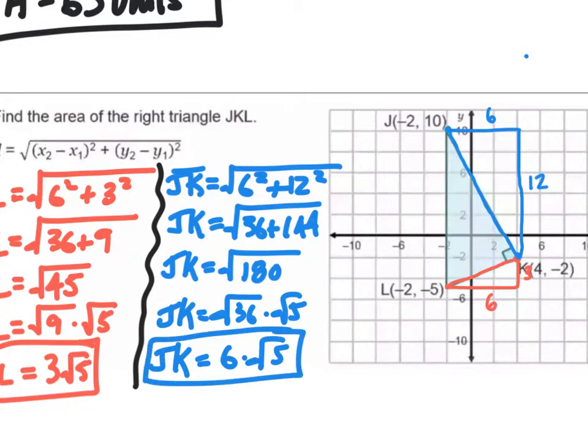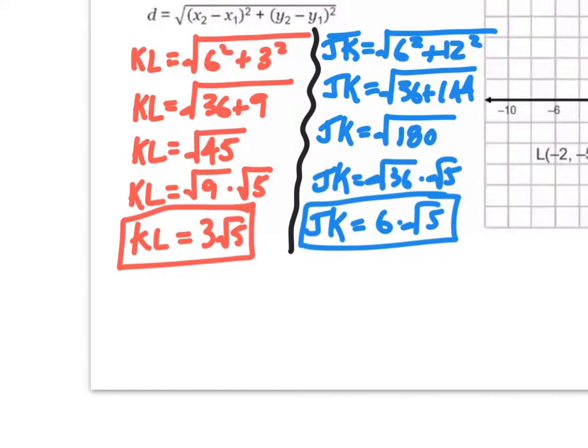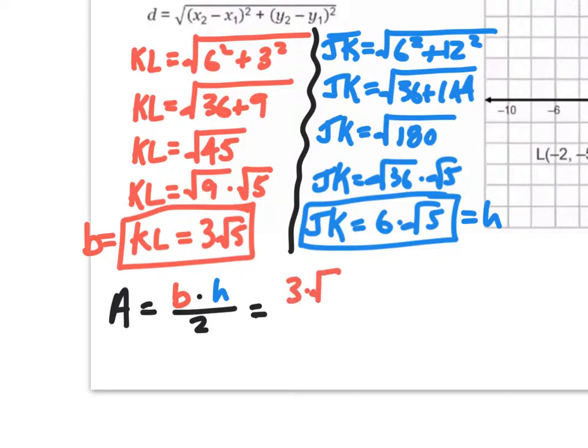So your numbers might not always be nice and neat. They were like that in middle school, but not so much now. So we're going to call this one our base. Our base is equal to that, and we'll call this one our height. So using our formula, area is equal to base times height all divided by 2. Let's plug those in. And so we're going to get 3 times the square root of 5 times 6 times the square root of 5, and this is all being divided by 2.